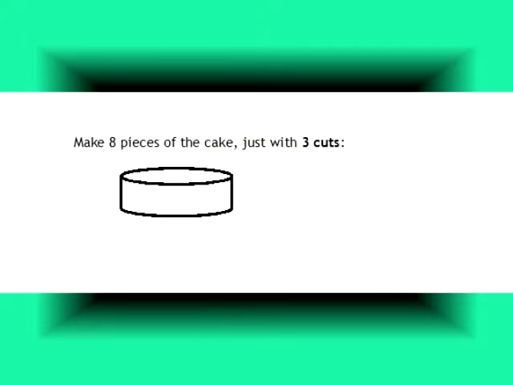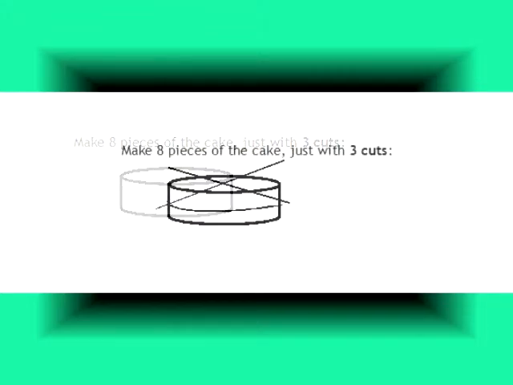Now you have a cake. How can you make 8 pieces with just 3 cuts? Try to think. Put your attention right there. Yes, exactly. 2 cuts as an X on top, and 1 slicing the whole cake in half in the horizontal way. That makes 8 pieces of cake.